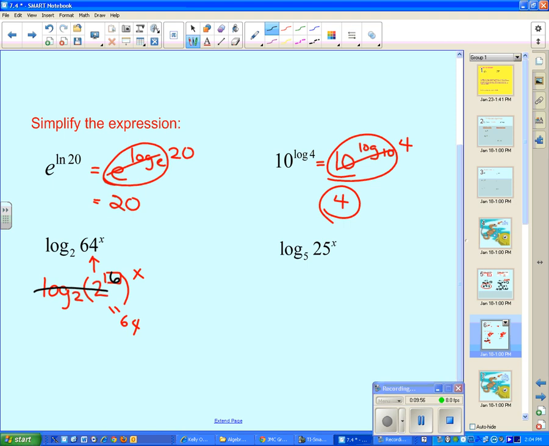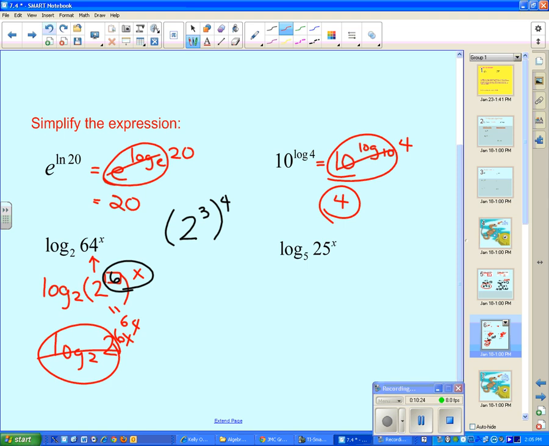Okay, so before I cancel all that out, let's think about this for a second. What if I have an exponent to an exponent like that? You multiply. Let me give you an example. Like if I had 2 to the 3rd to the 4th, that's really 2 to the 12th, right? And so this is really log base 2 of 2 to the 6x. And so that whole thing cancels, and my answer is 6x. Yep. You guys try the other one.